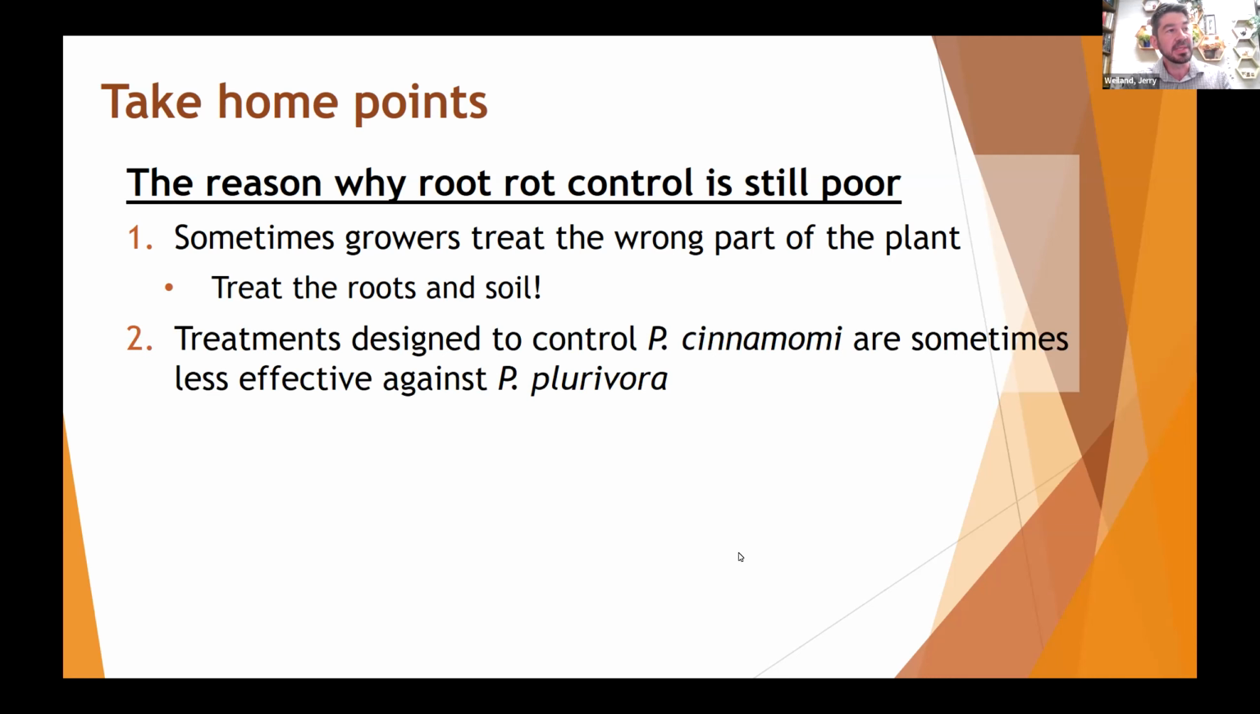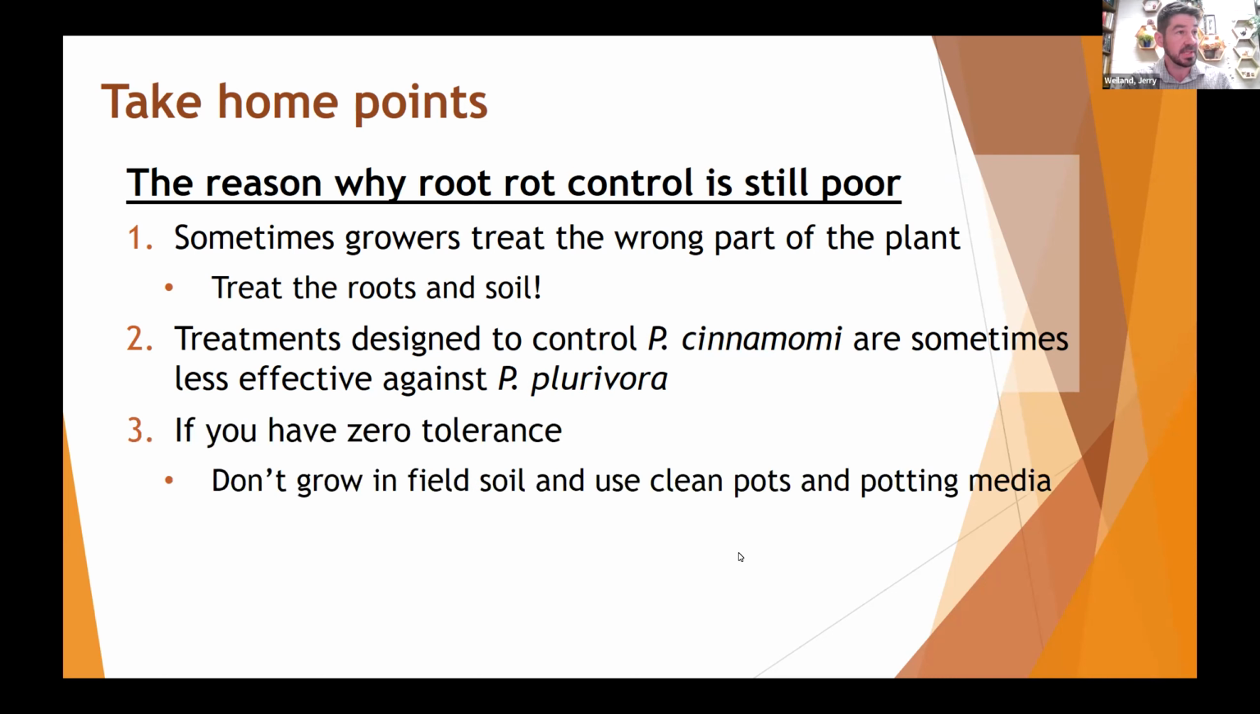Second take-home point is that treatments designed to control Phytophthora cinnamomi are sometimes less effective against Phytophthora pleurivera. We're starting to develop more evidence showing that all of these Phytophthora species are acting very differently. They have different susceptibilities, and treatments that have been designed historically for one species aren't necessarily going to work for other species. And so you really need some sort of broad spectrum control that's going to work against multiple species.